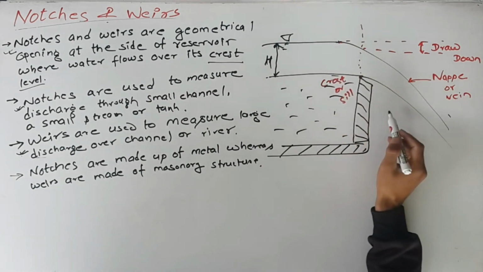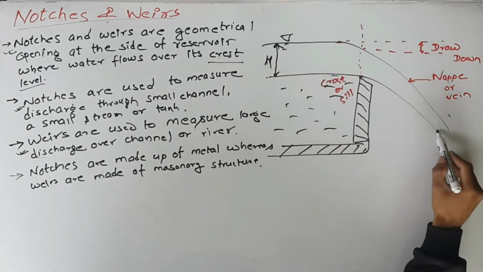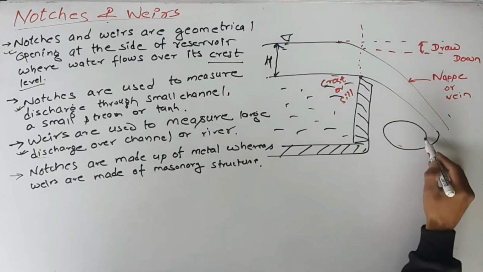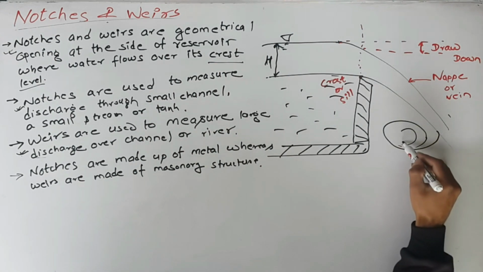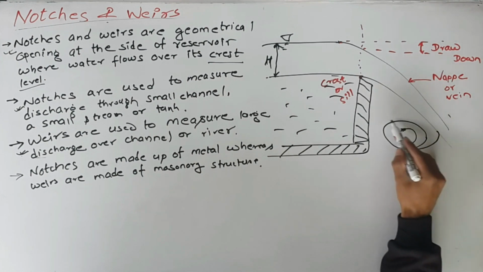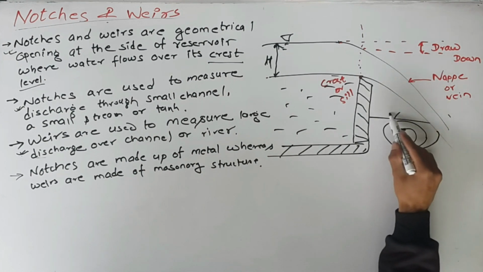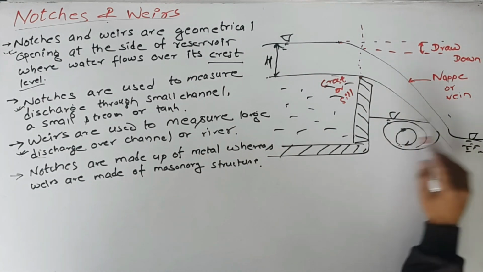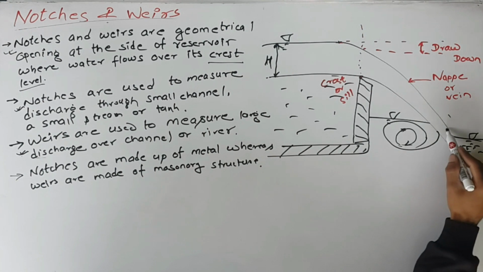Liquid flows down the weir and it makes circular rings here, and water rises up to some free surface here and it flows forward to this level.